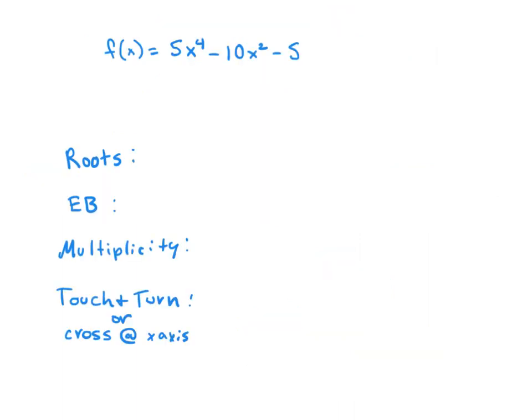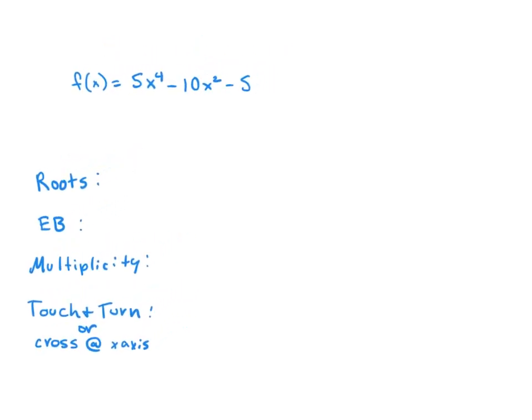That asks you for the roots, the end behavior, multiplicity, and if it touches and turns or crosses at the x-axis. So first thing we can do here is find our roots. So what do we need to do to find the roots? Remember, the roots is another way of saying the zeros. So what should we do? Do you just equal it to 0 and have to factor it out? Yep, we just set it equal to 0 and factor it out.